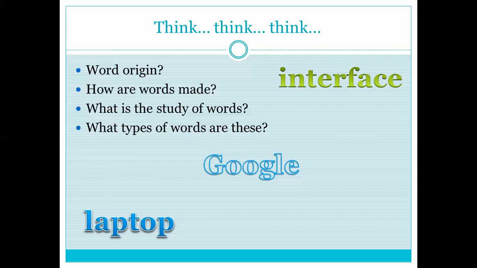Now, you have some examples here to help you review a little bit of what types of words we learned in that last chapter about etymology. We have the word interface, Google, and laptop. So these are some examples of different categories of words that you learned to identify. I'd like you to think about this at the beginning of our lesson today to review a little of what we discussed last class.